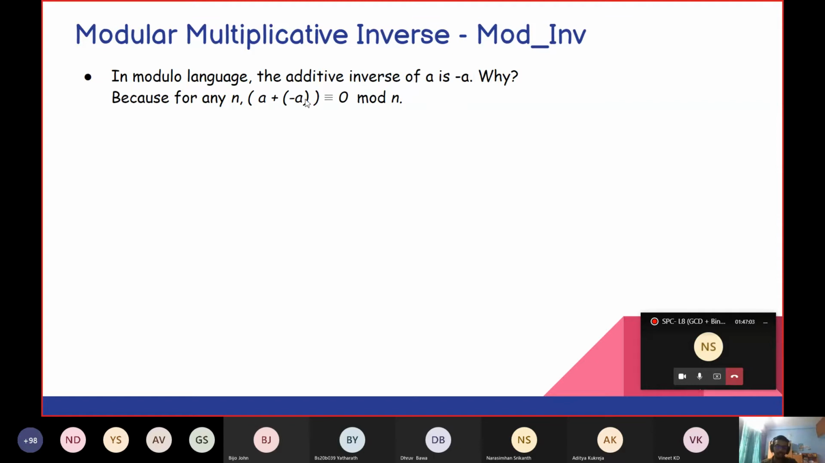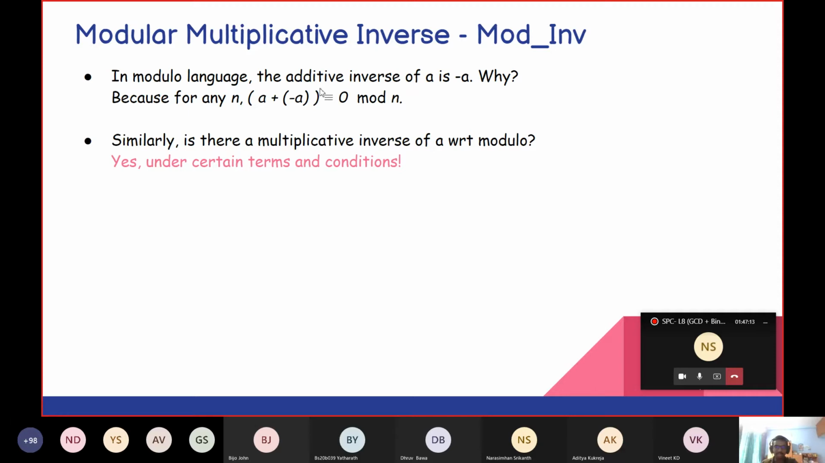Similarly, like the additive inverse, you also have something called the multiplicative inverse. The multiplicative inverse of a is 1/a, we say, because the product of them is 1. So in modular language, when we are dealing with modulo, is there a multiplicative inverse of a with respect to modulo? And the answer is yes.